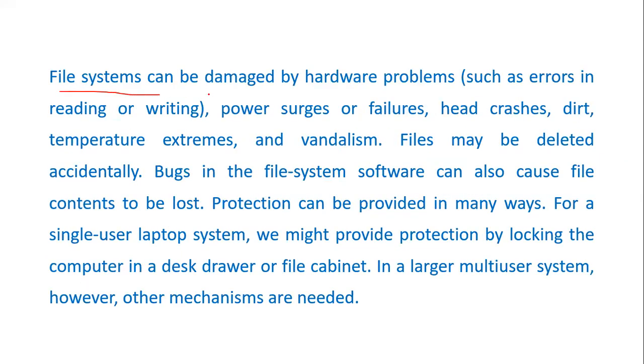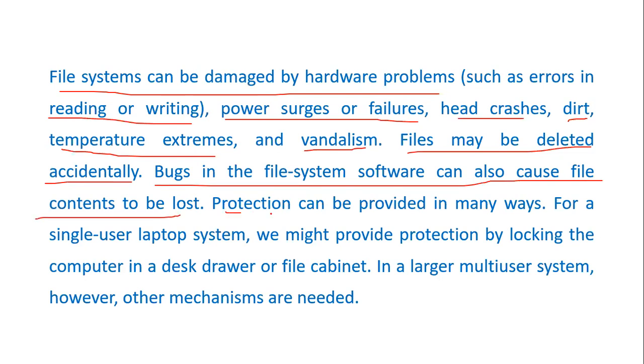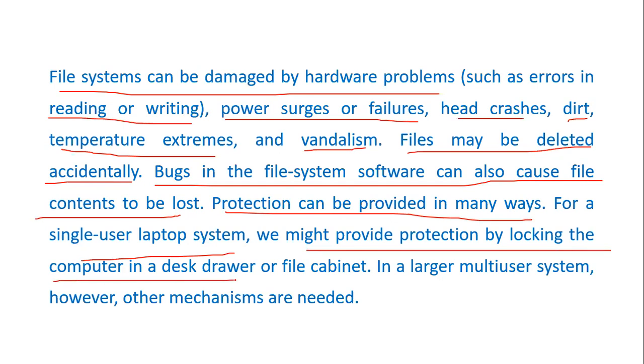File systems may be damaged by hardware problems like errors while reading and writing, power failures, head crashes, dirty bit values, and temperature extremes or fluctuations. There is also vandalism, and files may be deleted accidentally for some reason. Bugs in the file system software can also cause contents to be lost. Protection can be provided in many ways. For a single-user laptop system, we might provide protection by locking the computer in a desk drawer or file cabinet. Larger multi-user systems, however, need other mechanisms.